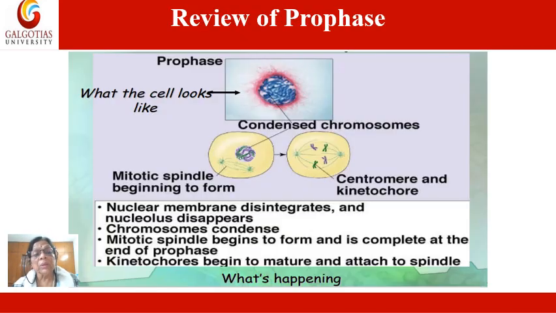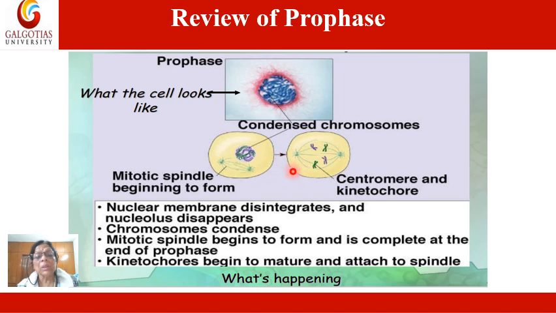Now, this figure shows the review of prophase. This cell is showing the prophase stage. The cell looks like this during prophase. Everything remains the same. The chromatids become very clear. The chromosomes become very clear in prophase. And this is the next stage. The mitotic spindle begins to form. So the centriole divides into two. These are the two centrioles, and these are the spindle fibers.